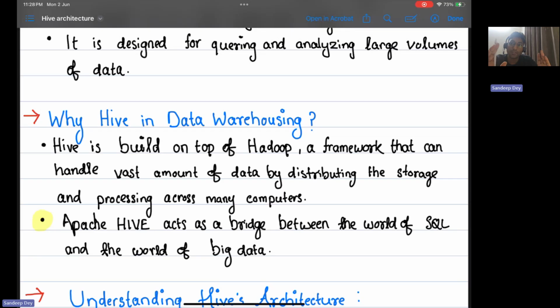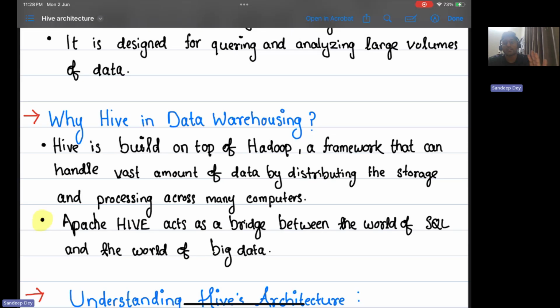By distributing this, it can compute large amounts of data. So Apache Hive acts as a bridge between the world of SQL and the world of big data.